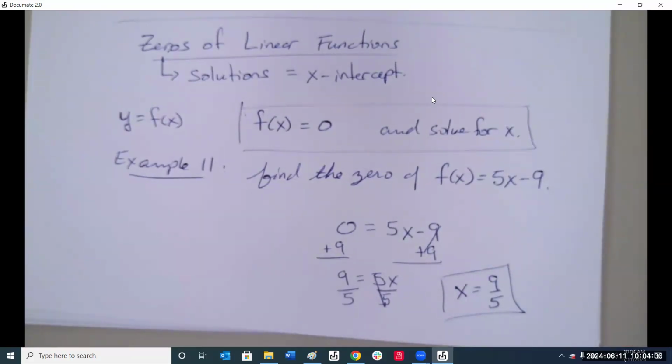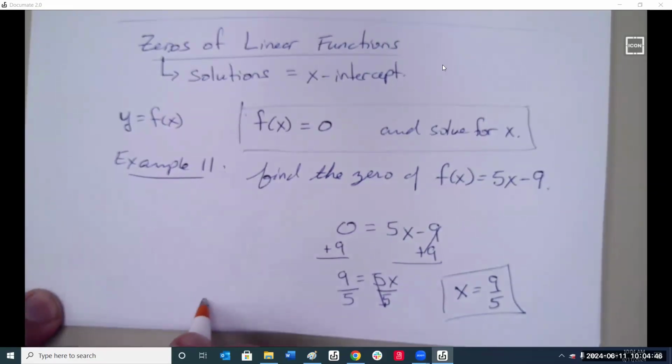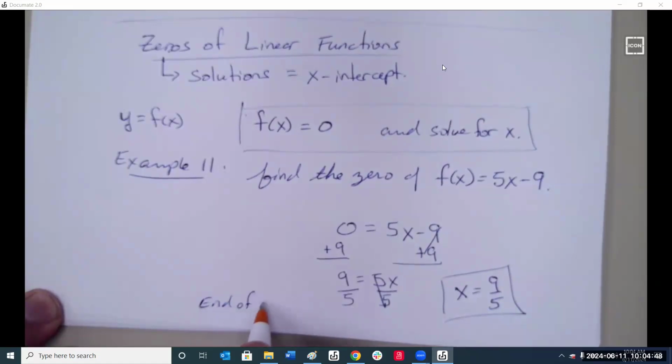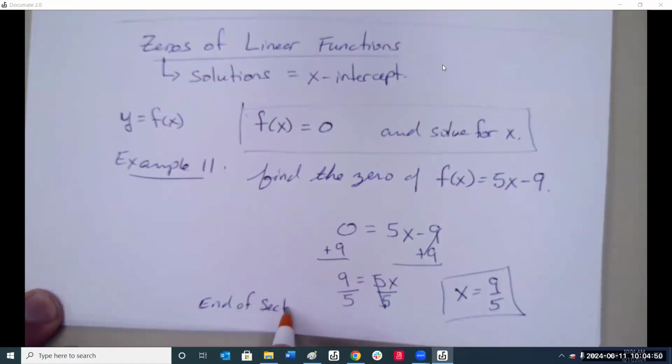That's the end of section 5. Now we're going to start section 6.